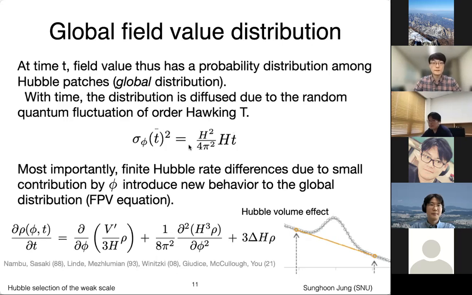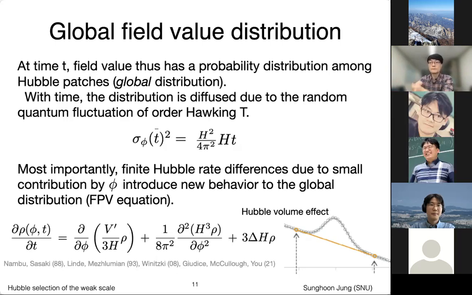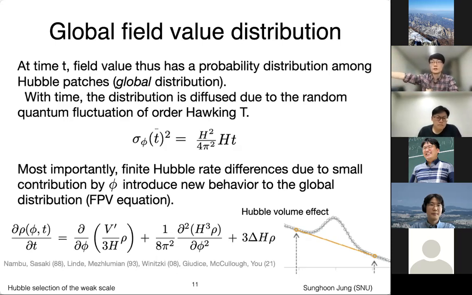So that's one behavior of the global distribution, but more relevantly and most importantly, different Hubble patches will have slightly different Hubble rates because the phi field value is slightly different, right? And new Hubble patches are produced in each Hubble time. Because different Hubble patches have different Hubble rates, more new Hubble patches will be produced when phi is at a higher potential region rather than at a lower potential region. That provides a bias toward the higher potential energy. So although quantum fluctuations were symmetric, when phi happens to be at a higher potential region with a slightly larger Hubble rate, there will be more Hubble patches with that scalar field value, which is at the higher potential region.